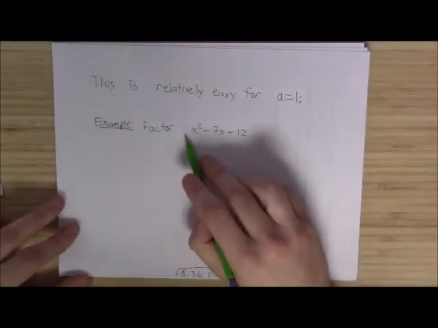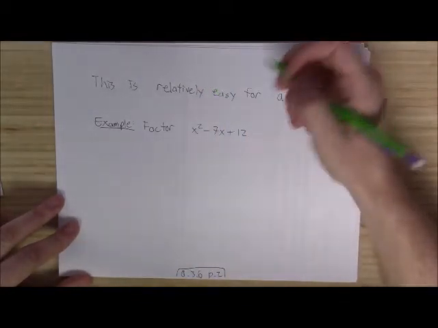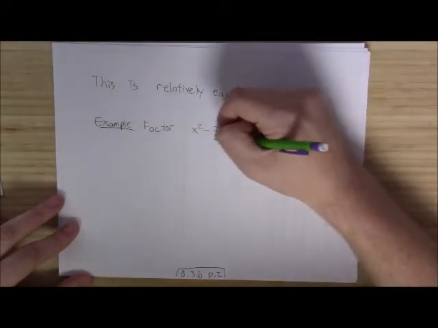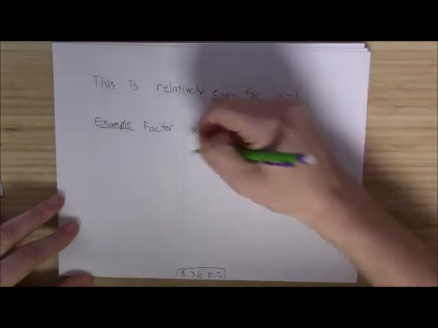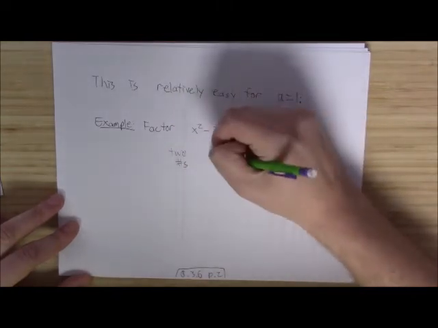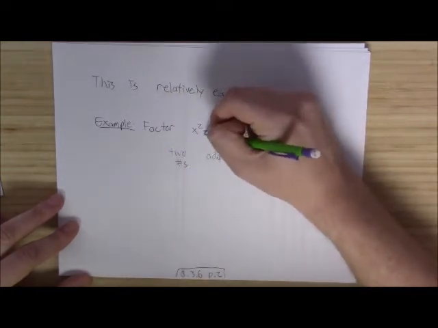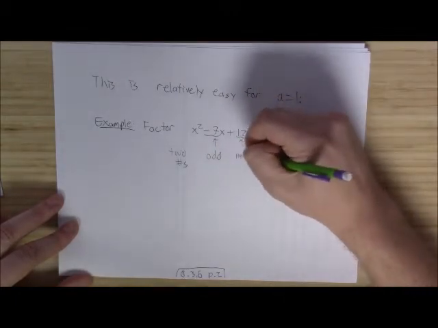Now when a equals 1, this is relatively easy. That is, for example, let's factor this. Well, the big game here is that we want two numbers which add to give -7 but multiply to give 12.